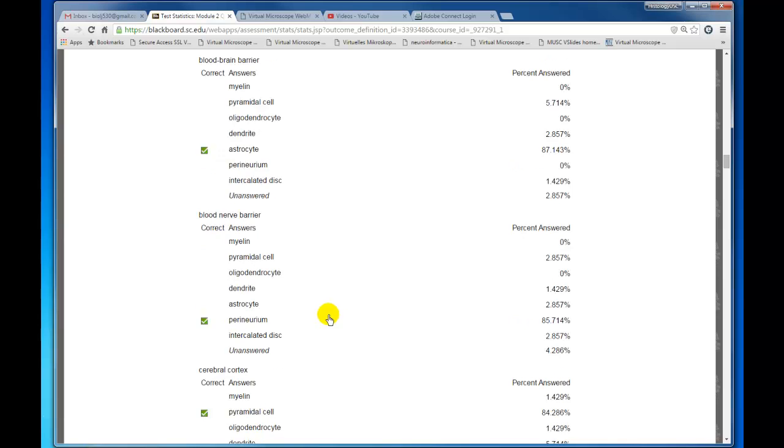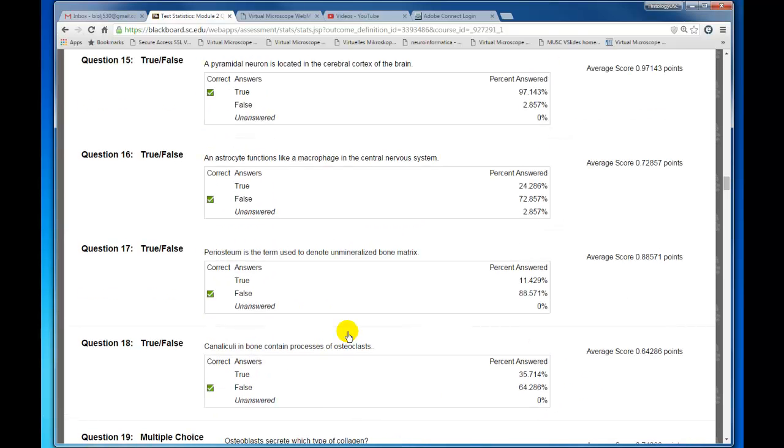Okay, so number 16, an astrocyte functions like a macrophage in the central nervous system. Well, no, astrocyte is actually supporting the neuron between the capillaries of blood vessels and the neuron, cell body mainly, but it's the microglia that are behaving like a macrophage. So review those in the nerve lecture.